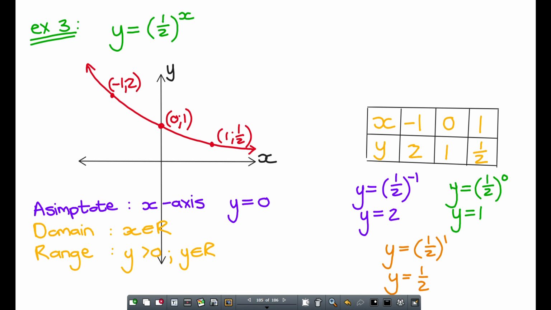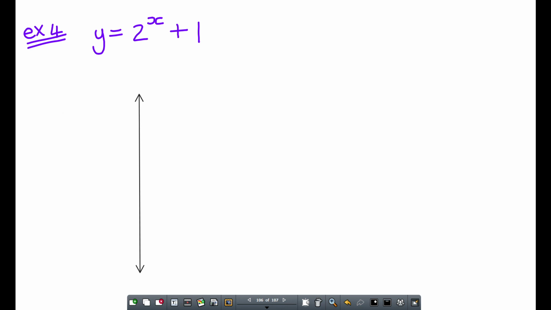Okay, can I skip? Who's still copying? Okay, last one. Example 4. Okay, now I am going to give you guys one with an asymptote. So y is equal to 2 to the power of x, and now I'm adding plus 1. Okay, so immediately you know that graph has shifted, no?